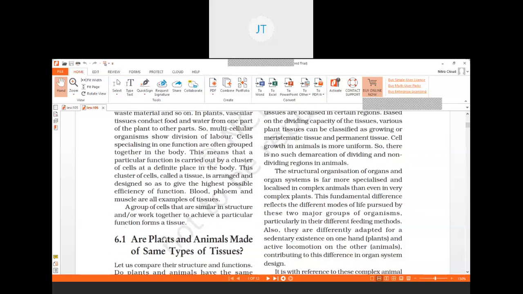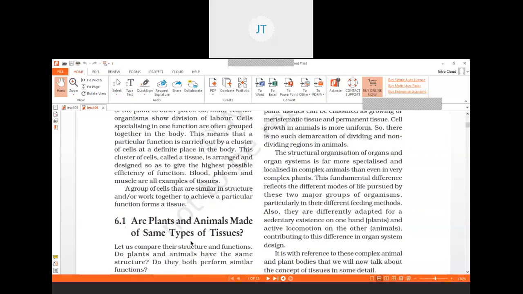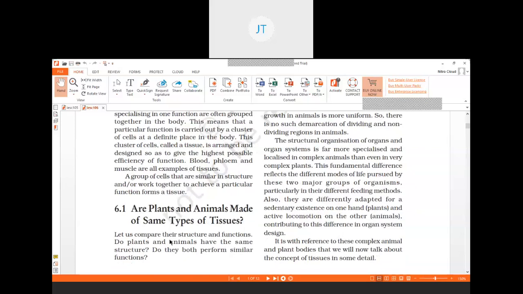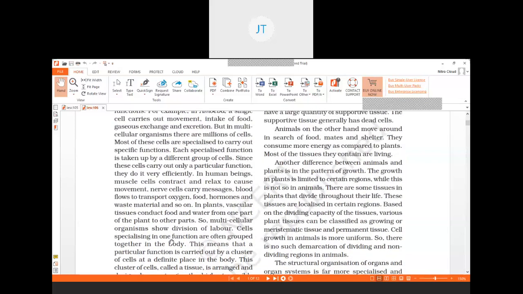Are plants and animals made of the same type of tissue? The answer is no. There is a vast difference between them. Let us compare their structure and function. Do plants and animals have the same structure? No. Do they both perform similar functions? No. What you see in the case of plants is a big difference from human beings or any animal. So we go further.